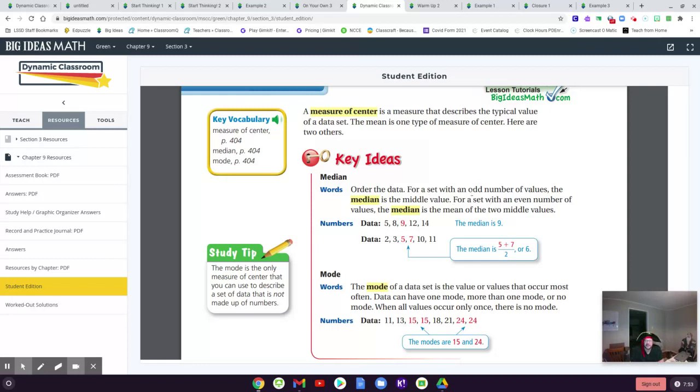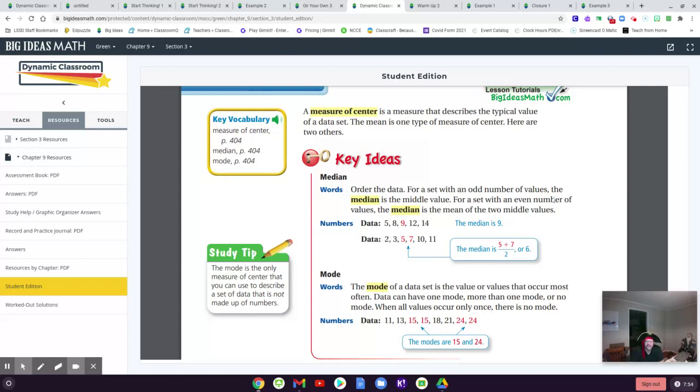For a set with an odd number of values, the median is the middle value. So like if our data set here is 5, 8, 9, 12, and 14, and they're put in order, notice, the 9 is the median. It's the one right in the middle. You don't have to add, you don't have to divide, you just put them in order, bam, the one in the middle, that's your median.